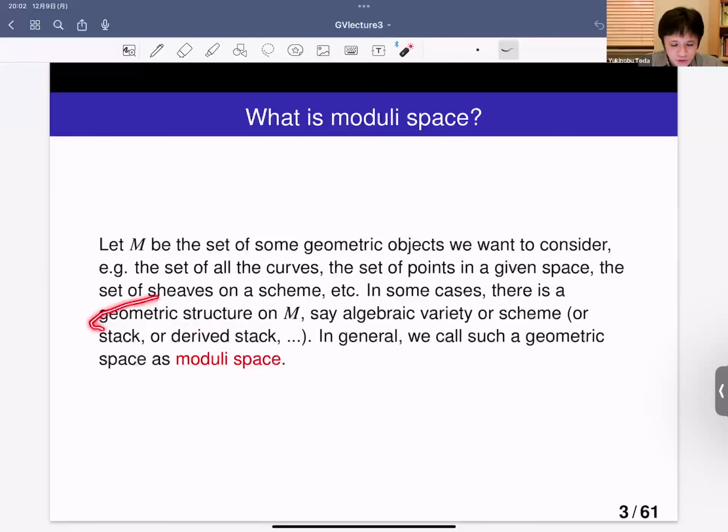The meaning of this geometric structure varies with the context. Sometimes it is an algebraic variety or scheme, but sometimes we put some more interesting and deeper structure, like a stack or a derived stack. It depends on the context how much information you want to get from this space. But anyway, in general, we call such a geometric space a moduli space.